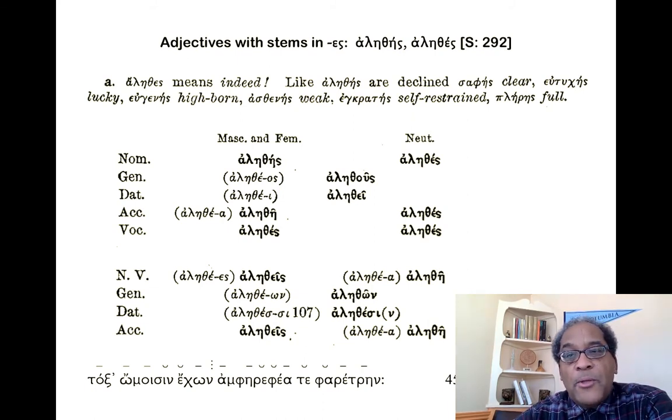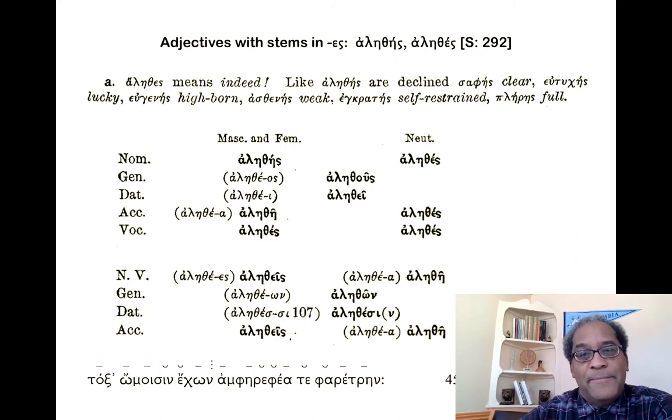So some of the more popular adjectives that are like this: ἀληθής, true; σαφής, clear; εὐτυχής, lucky; εὐγενής, highborn; ἀσθενής, weak; ἐγκρατής, self-restrained; and πλήρης, full. And these are very, very common adjectives in Greek. And then you see ἀληθές at the beginning of a sentence, in the neuter, can mean "indeed." And I'm sure that occurs quite a bit in Plato.